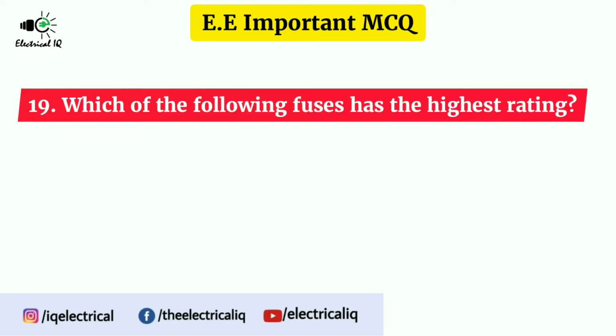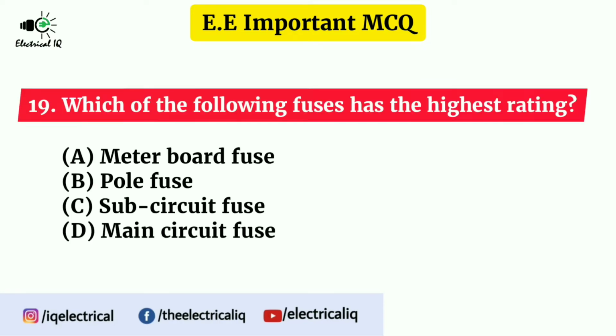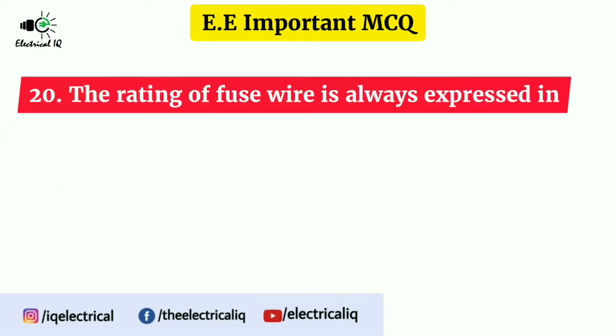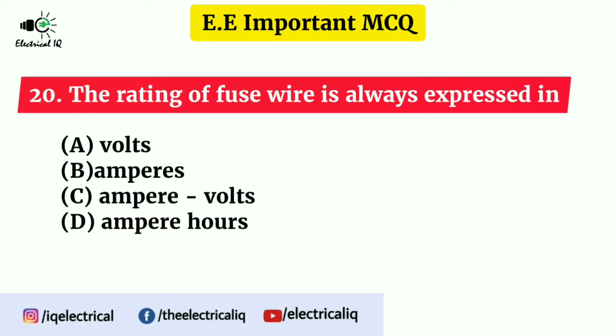Next, which of the following fuse has the highest rating? A meter board fuse, B pole fuse, C sub circuit fuse, D main circuit fuse. So the answer should be B pole fuse. Next, the rating of fuse wire is always expressed in A volt, B ampere, C ampere volt, D ampere hour. So the answer should be B ampere.